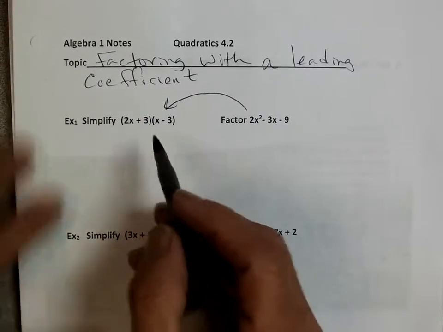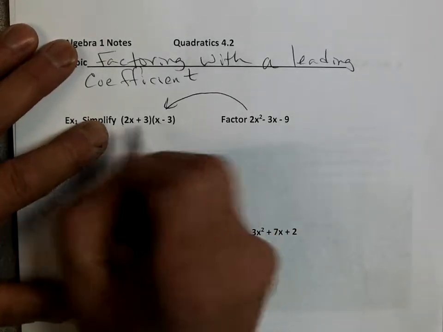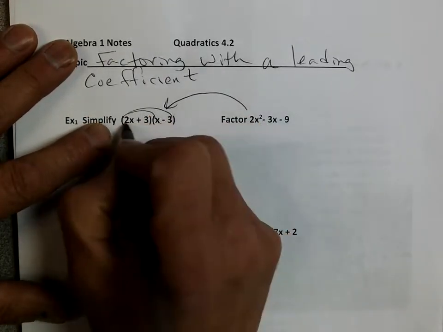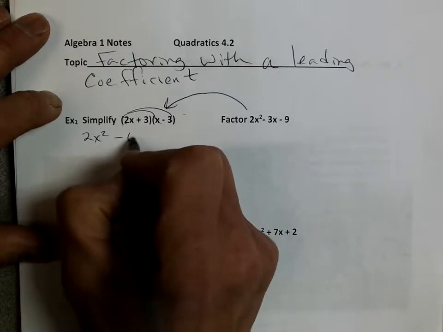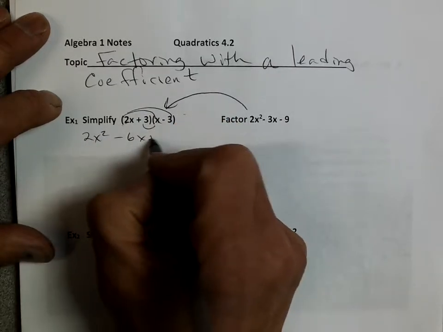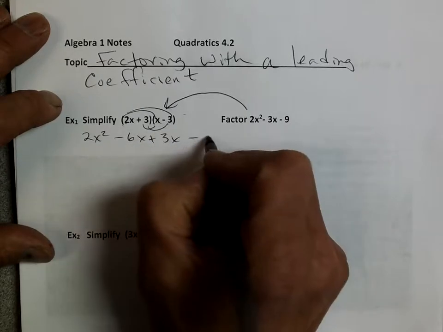So right off the bat, if I were to FOIL, or double distribute, we'd get a 2x squared minus a 6x plus a 3x minus 9. Okay?